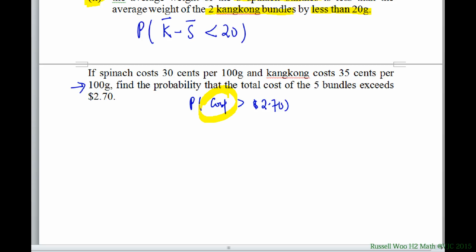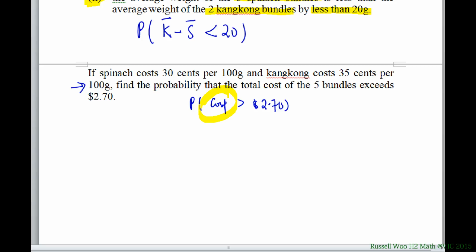Because if you go to the market with your mother, and your mother gives you this problem, gives you the weights of 3 bundles of spinach and the weight of 2 bundles of kangkong, you can calculate the cost. You follow what I'm saying? You can calculate the cost. I give you concrete numbers, you can calculate. Now I tell you spinach is a distribution, kangkong is a distribution, then you panic. So I teach you a trick.